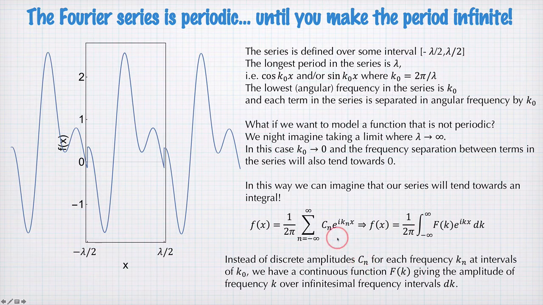So instead of these discrete amplitudes for each frequency Kn at intervals of k naught, we're going to have a continuous function f of k that gives the amplitude of the frequency k, and the intervals will be some infinitesimal interval dk, so it becomes a continuous function.